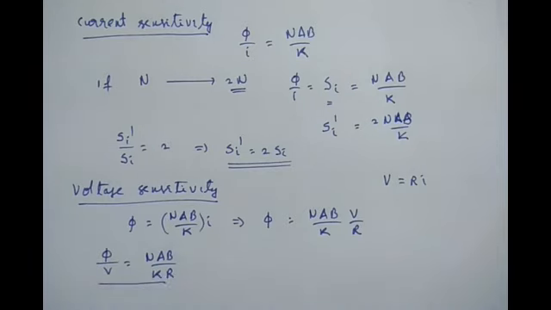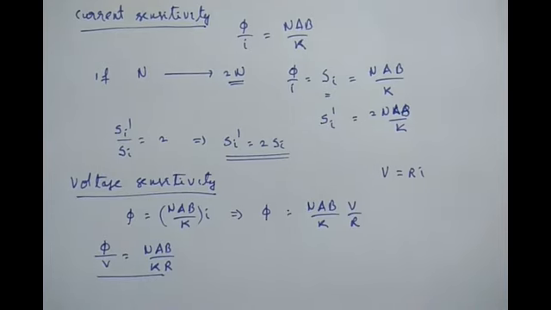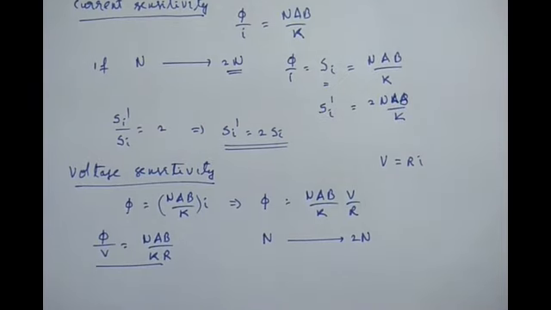Now for this case, let us see, if I double the number of turns, then what happens to voltage sensitivity. In the first case, number of turns are n, and in the second case I am taking number of turns as 2n. Then voltage sensitivity in the first case, when number of turns are n, let us write down voltage sensitivity as SV, that equals nAB by kR.